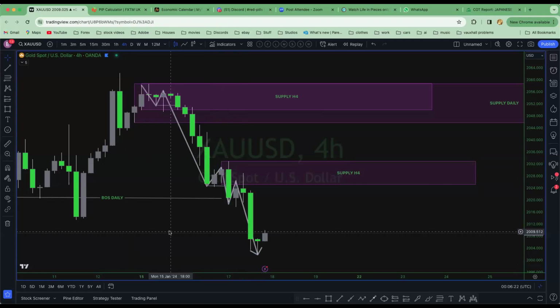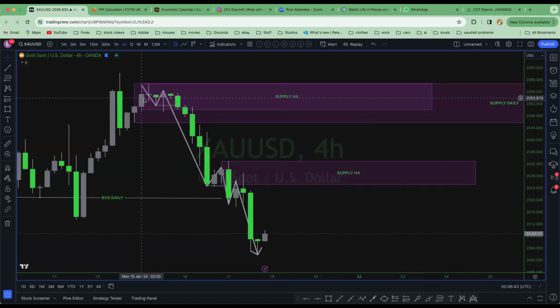It doesn't matter what time frame. It will always be the last bullish candle for supplies and the last bearish candle for demands. This gray candle here is my bullish candle. And remember, this is a daily supply, so don't pay attention to this daily one on this 4 hour chart. Just pay attention to what I'm doing here.